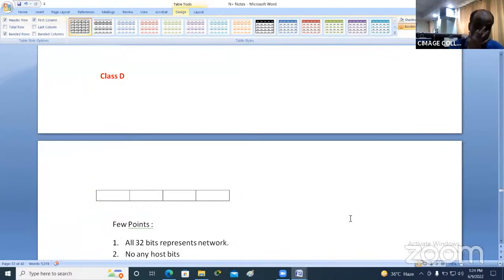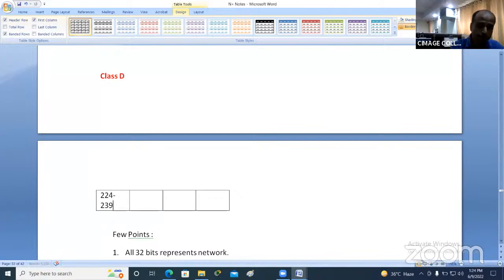And its range, the class D range, is 224 to 239.